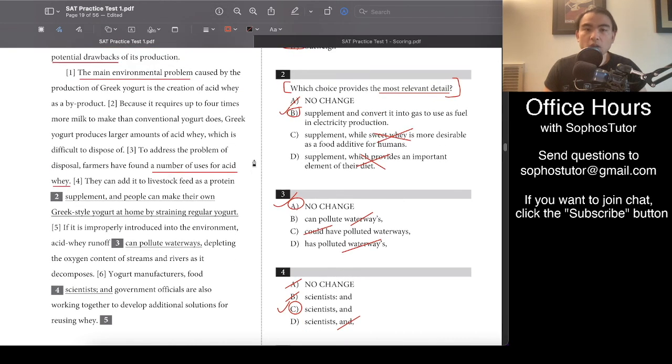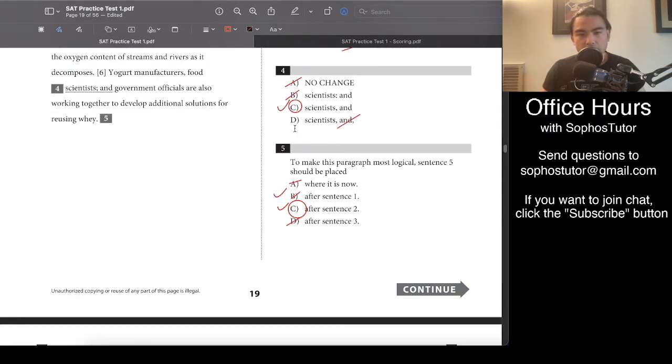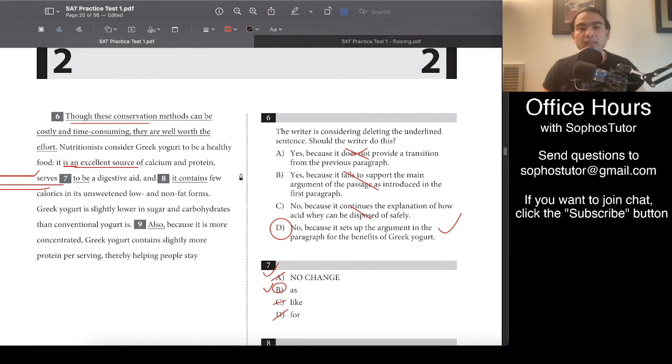Okay. We saw question number 2, where we used the context from the previous sentence to essentially provide the boundaries by which we are going to be judging answer choices, right? So relevant detail. What makes a relevant detail? Well, it should make a sentence name a number of uses of acid whey. We saw that in question 6, that we can just consider the reasons and not necessarily answer the question directly. And just ask, does the underlined sentence fit the reason that's mentioned? And if you just follow that, then the answer to the question sort of answers itself.